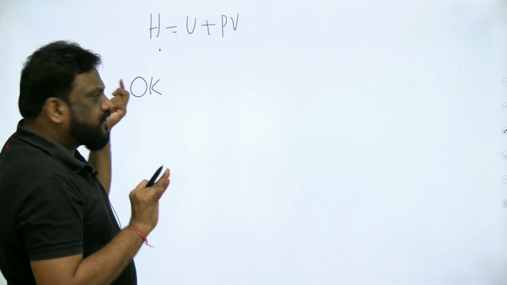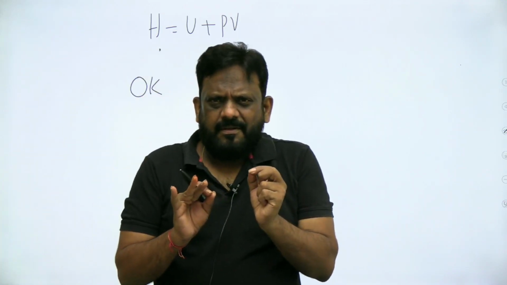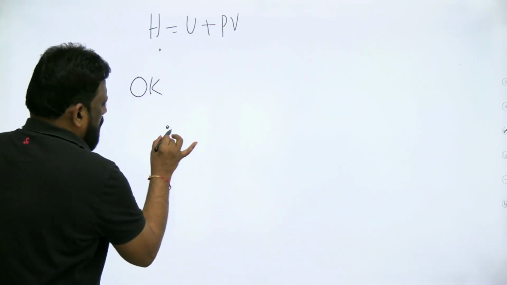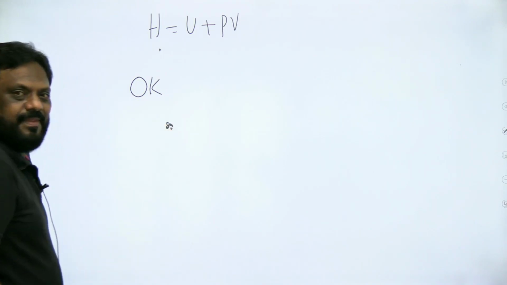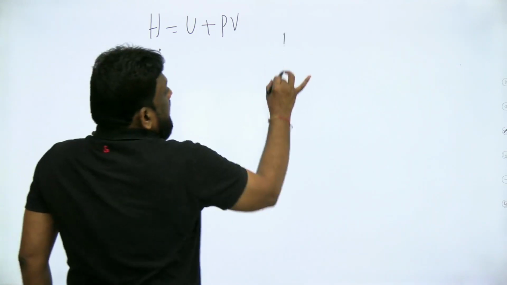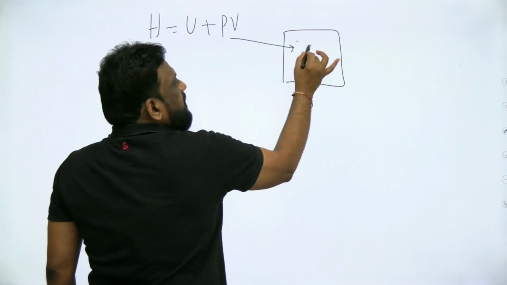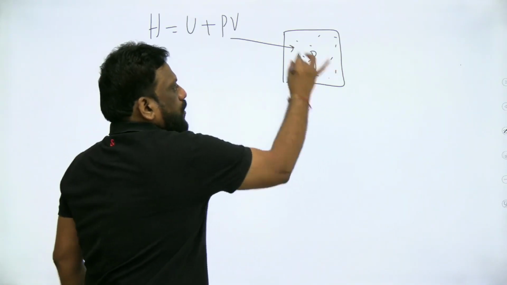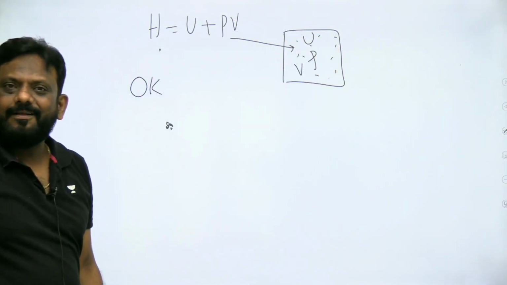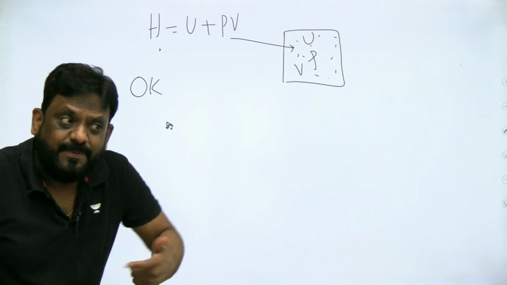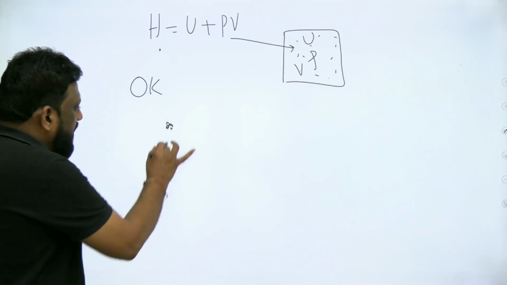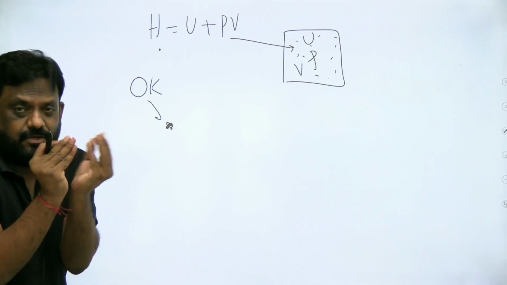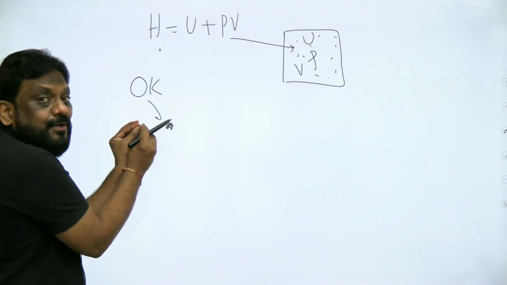At zero Kelvin, there is no molecular activity. The volume will shrink to almost zero. I'm not saying exactly zero, just almost. Now, let us say there is a system. These are my molecules, and this is my system. I'm writing U plus PV. Its pressure is P, its volume is V, and its internal energy is U. I can think of the explanation like this: at absolute zero it has almost shrunk to zero volume, not exactly zero, because with zero volume there would be no mass at all.